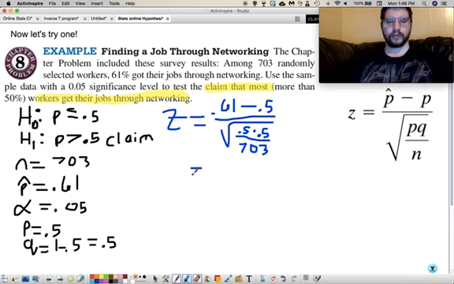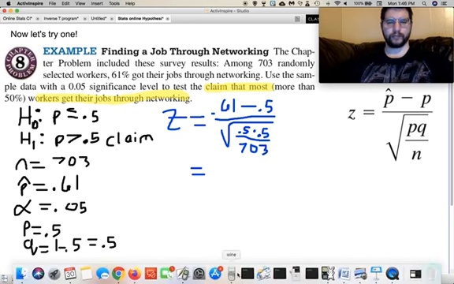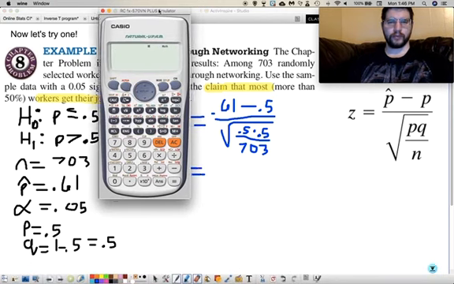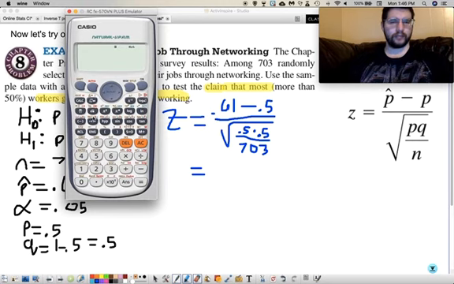All right, I'm going to type that in and see what it gives me. I'll use the Casio. Make sure you're in mode 1, because that's where you do your calculations. 0.61 minus 0.5 over the square root of a fraction, 0.5 times 0.5 over 703. Oh yeah, we got that same number, 5.83. That's what we're going to use.